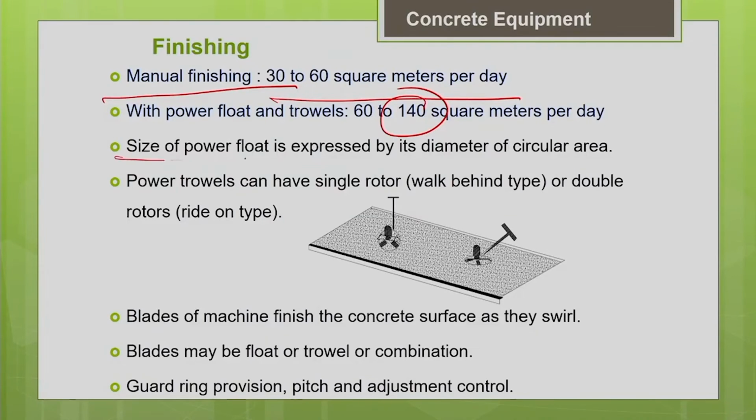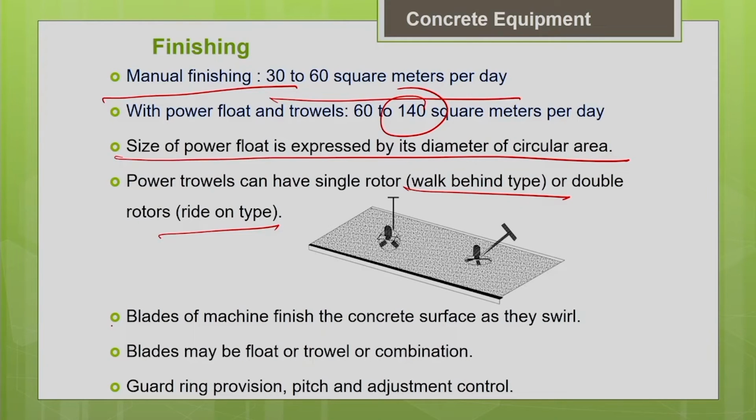So, the size of the power float is expressed by the diameter of the circular area. You can have smaller machines which are walk behind type models, or you can have bigger machines which are ride on type models, okay. So, different models are available in the market. So, according to your project requirement you can make the choice, okay.